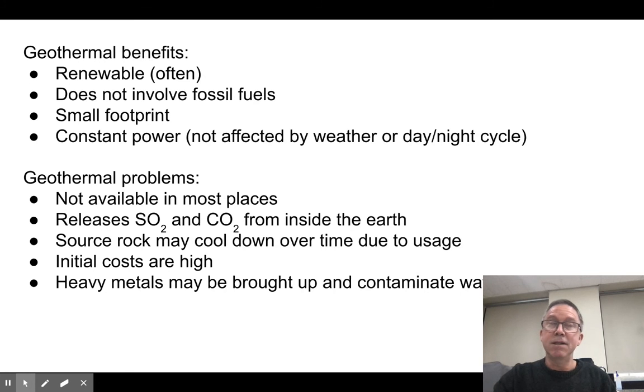Now, in some places, the source rock, places where we've been doing this for a while, like Klamath Falls, Oregon, over time the rock cools down, and so the power output has dropped by almost 50%. So that's not good. Okay, that's something that has to be figured out. These are not cheap. So, like nuclear power, the initial costs are quite high. Although over the lifetime of the plant, the electricity is cheaper than coal. It's just a lot more expensive to build that initial plant. And in addition to bringing up carbon dioxide and sulfur dioxide, you can also end up bringing up heavy metals because that's where they come from down below. So you could potentially contaminate water supplies this way. All right, nothing's ever easy.